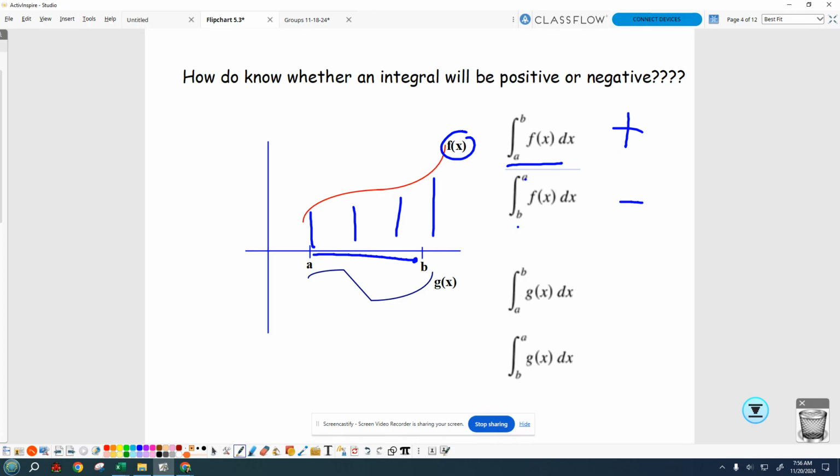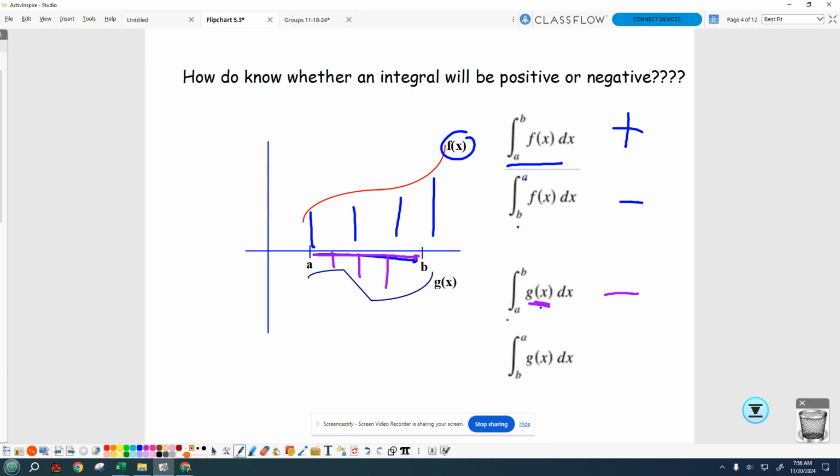Ella, integrating g of x, that's the one below, from A to B. Positive or negative? Negative. So the y value was negative, dx was positive, so overall it ends up negative.